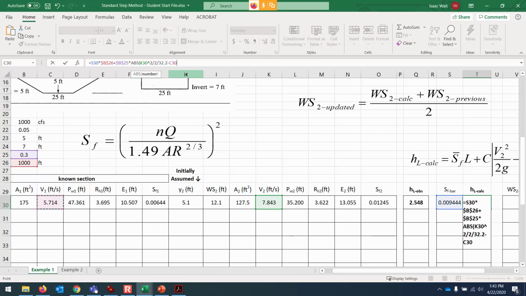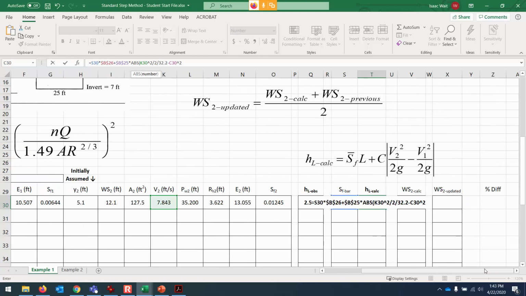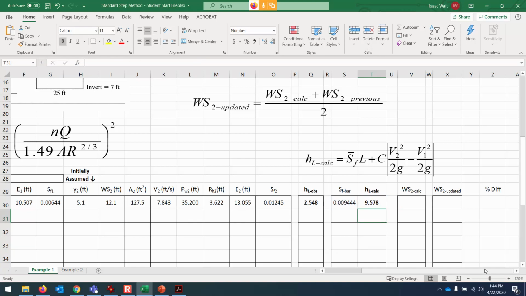v1 squared divided by 2 divided by 32.2. All right. So our calculated head loss should be 9.578, and that's feet.